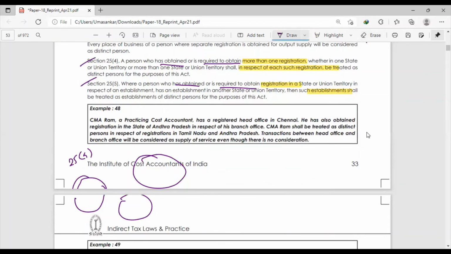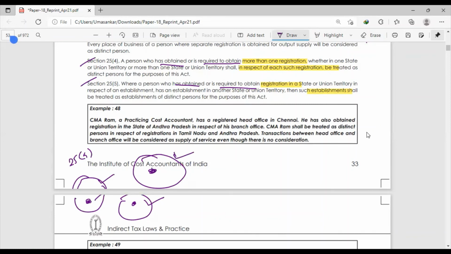So there are three states. Here is the factory, here is the warehouse or other unit, here is the other unit or registered office. So all are considered to be deemed distinct persons. To consider them deemed distinct persons, they have taken registration in these states. Sorry, they have taken registration in this one.